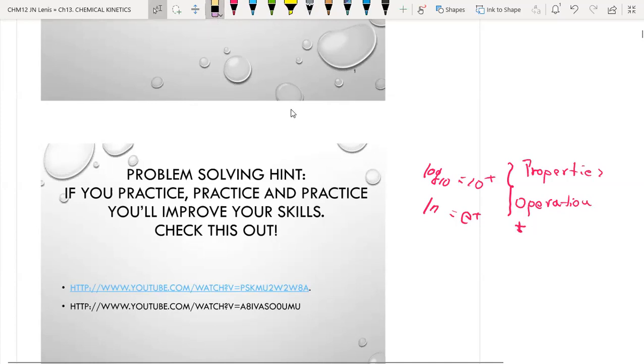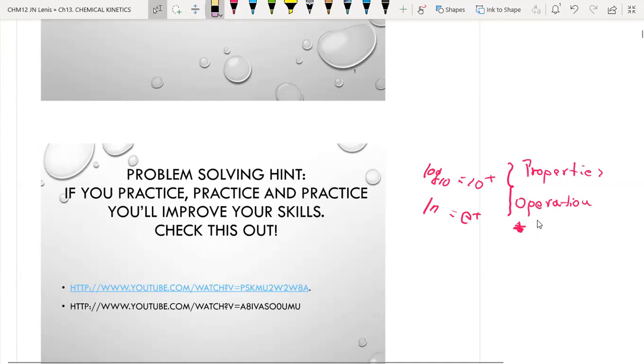My eraser has a little delay too. Eventually it's going to erase that. It's not doing it. All right. Let's not waste time over there.